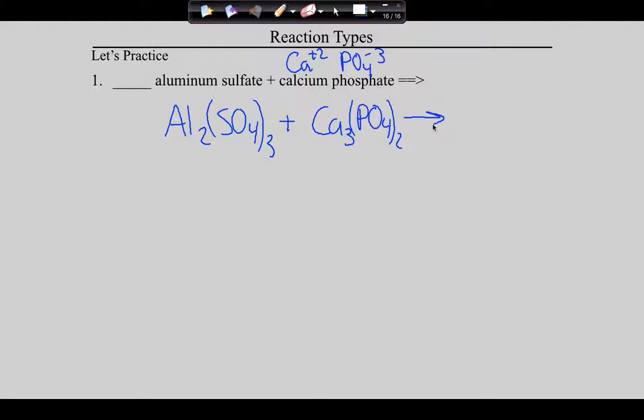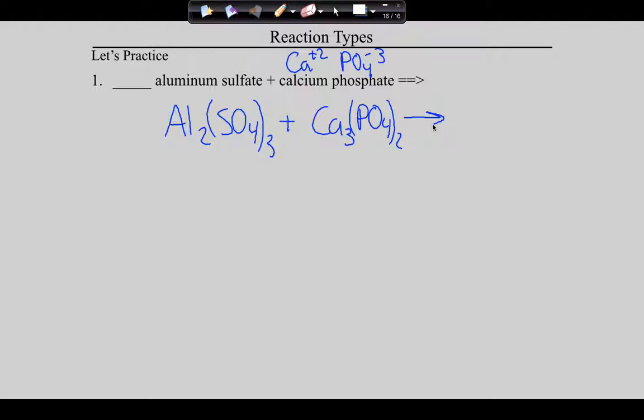Could it be single displacement? No. Could it be double displacement? Compounds, yeah, certainly. But we can't stop there. Could it be synthesis? Yes. If it was synthesis, however, what would the product be? One really big thing, right? Could it be decomposition? No, because a decomposition reaction is one thing falling apart, and we've got 2 things.